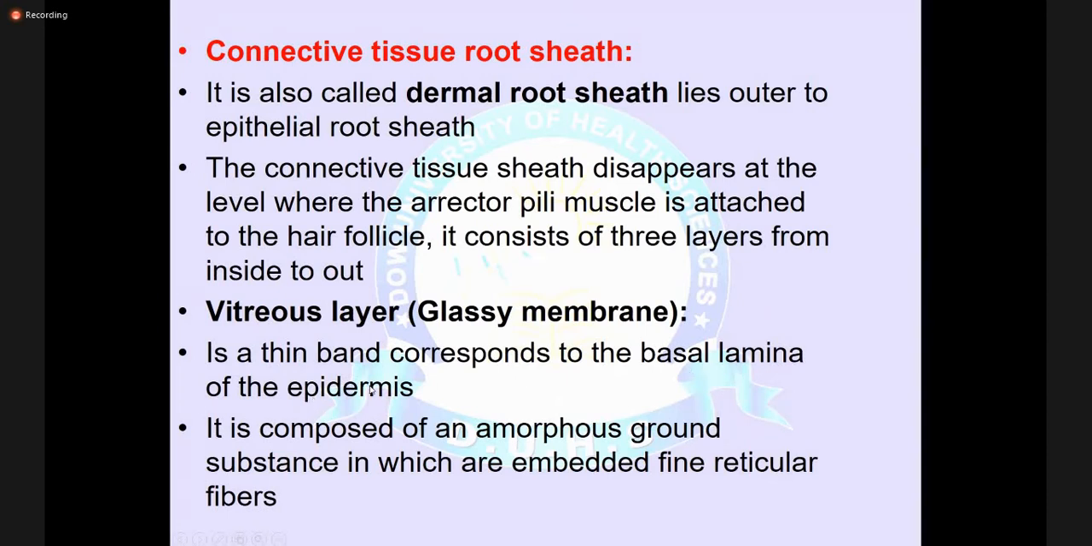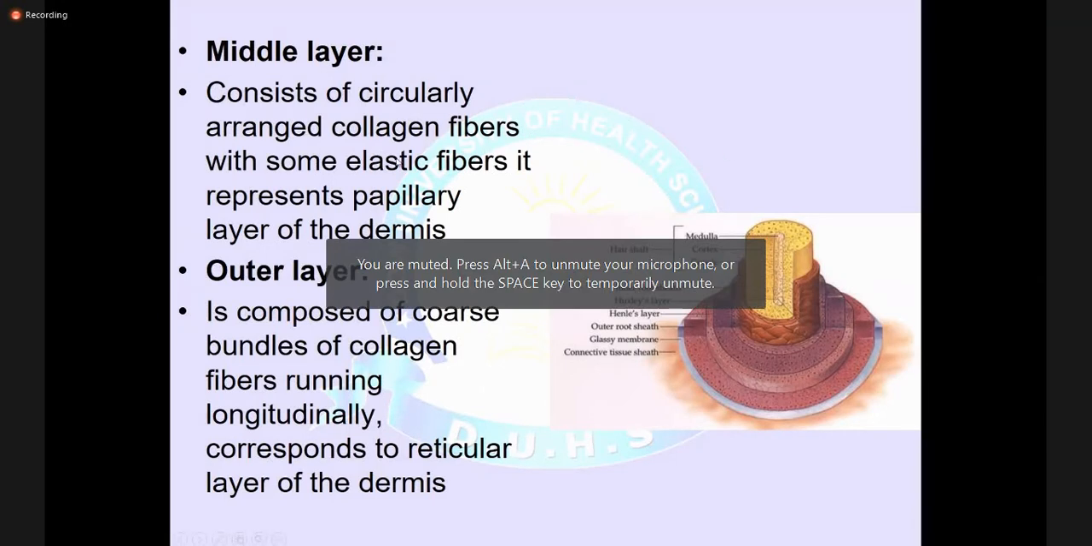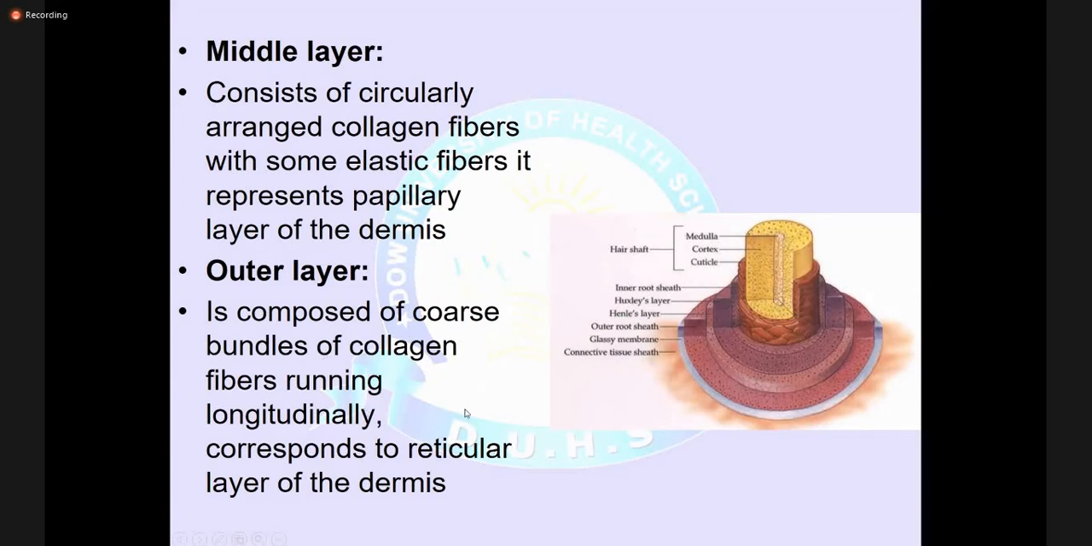epidermis. So, all the layers which form the covering of the hair shaft, the hair follicle, actually derive from the multiple components which form the epidermis. Some of the layers are a continuation of the epidermis layers, and some, as we can see over here, are a continuation of the basal lamina of the epidermis. The glassy membrane is nothing but the basal lamina that invaginates along with the hair follicle. It is composed of an amorphous substance in which reticular fibers are embedded. It has a middle layer that consists of circularly arranged collagen fibers with some elastic fibers, and an outer layer composed of coarse bundles of collagen fibers that run longitudinally.